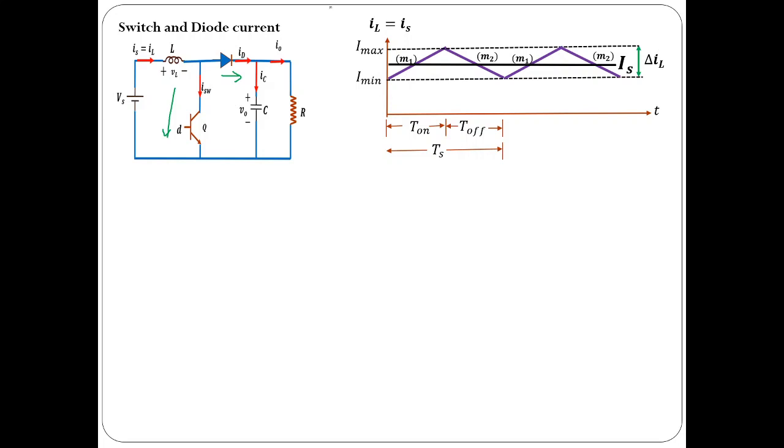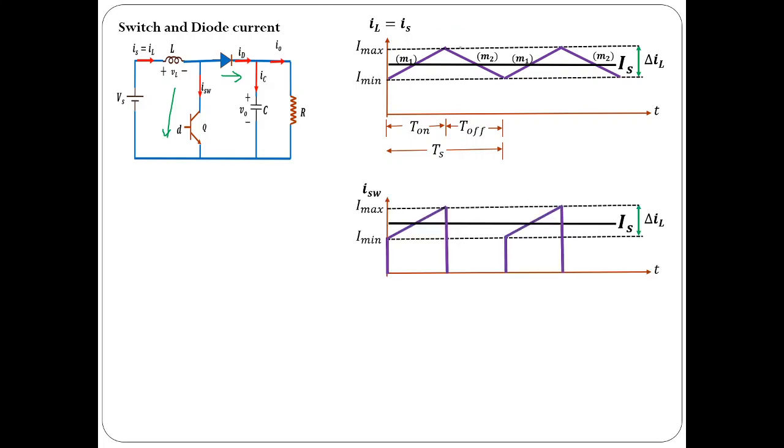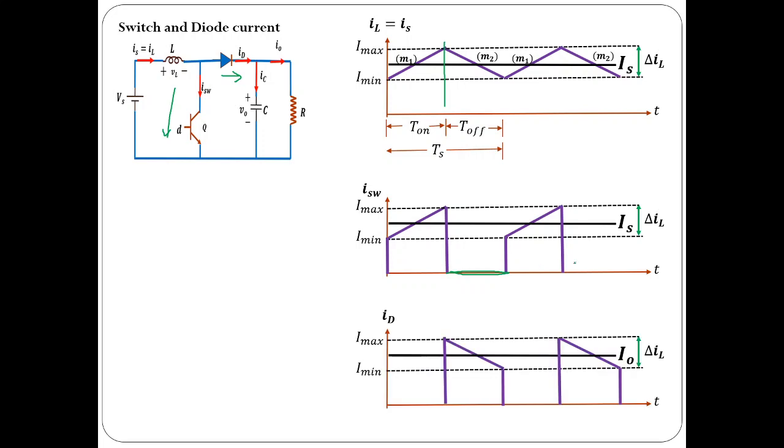We know this is the inductor current. During the on period, inductor current is same as the switch current. During the off period, the switch current is 0. So that is what is indicated here. Similarly, the diode current, you can obtain this way. During the off period, it is same as the inductor current. Otherwise, it is 0. So that is what is shown here. It is 0 during the on period, and during the off period it is same as inductor current.